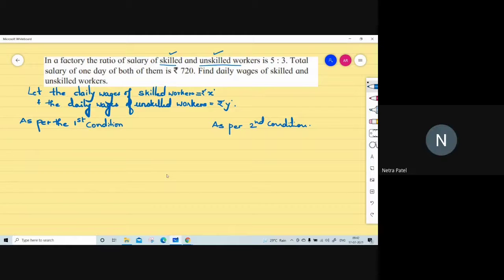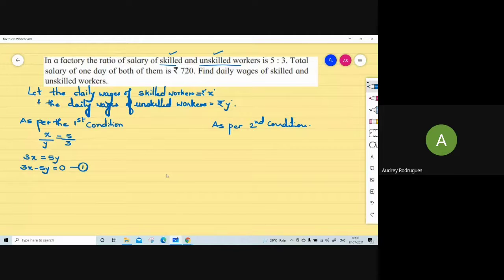Yes, teacher. Okay. As per the first condition, skilled and unskilled workers, the ratio means x upon y is equal to 5 upon 3. So you have cross multiplication. 3x is equal to 5y. 3x minus 5y is equal to 0. Very good. This is our equation 1.